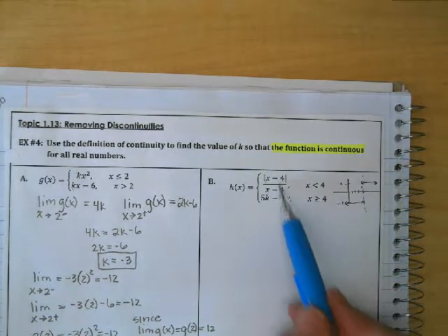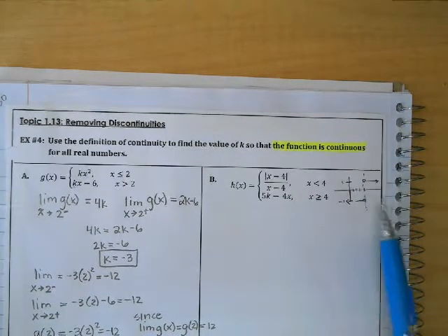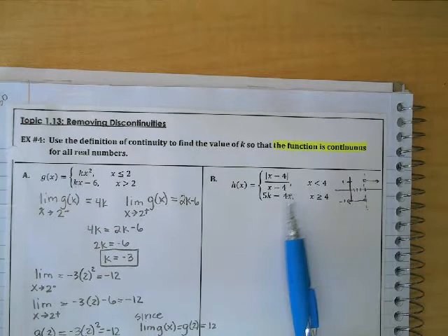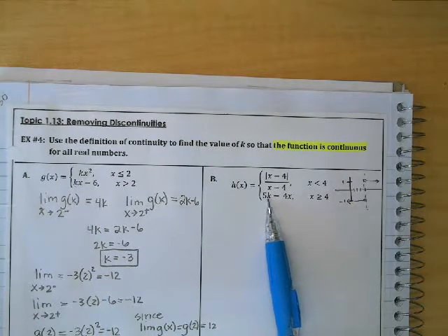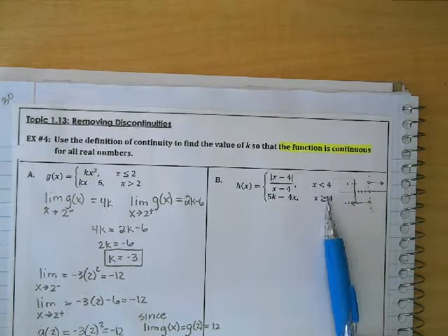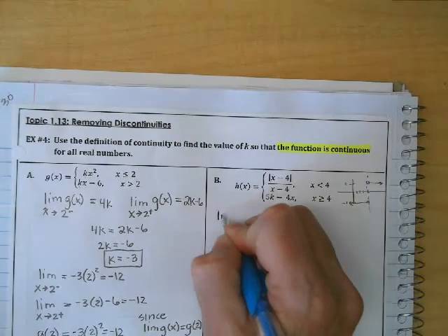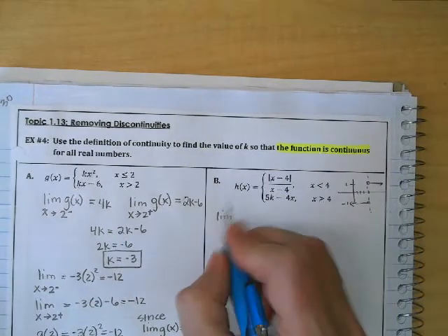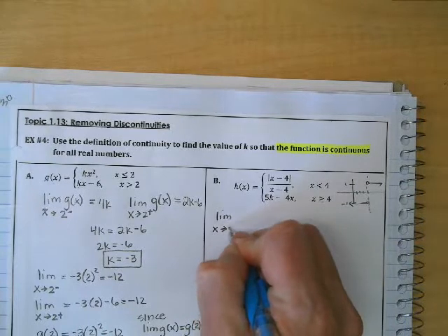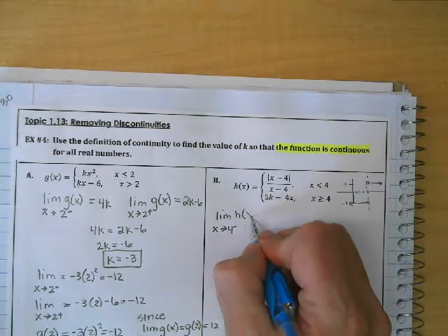Okay, so we want this thing to be continuous. Well, I know that this is continuous everywhere except for 4. And I know that this is a line, which should be continuous. So 4 is the issue that I want. Okay, so let's see. The limit as x approaches 4 from the left of h of x.